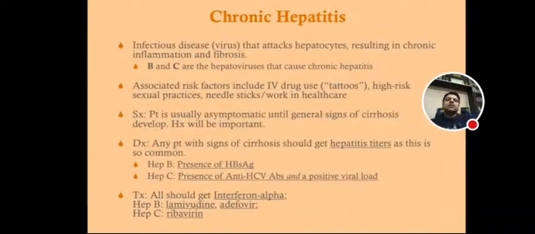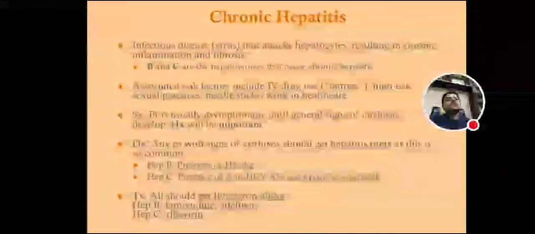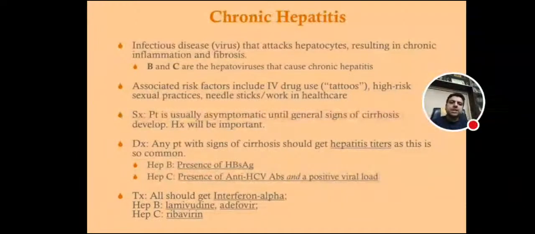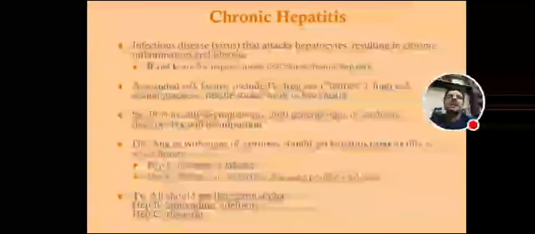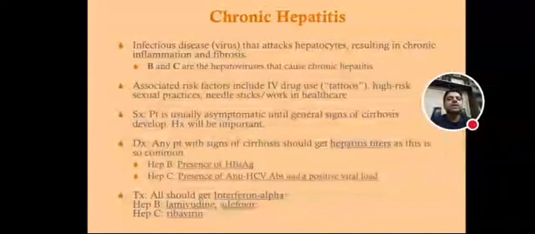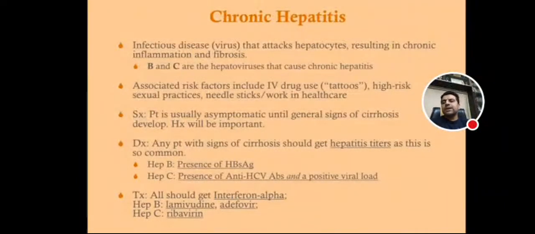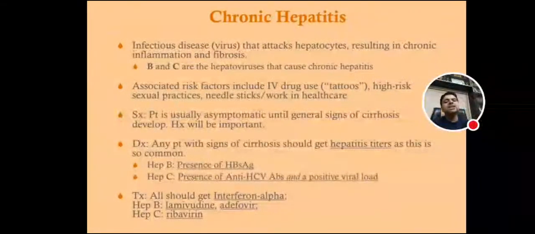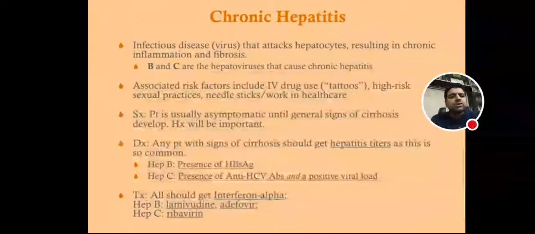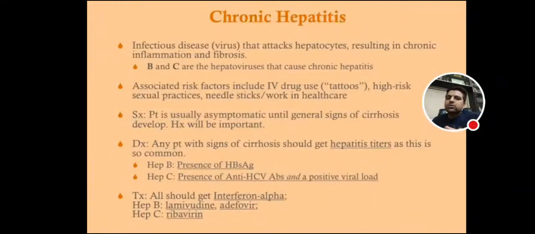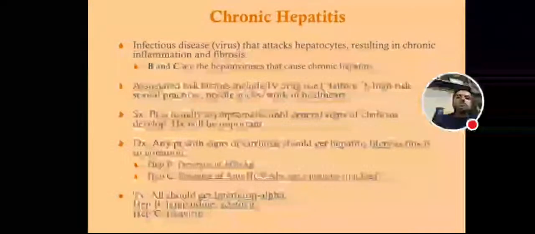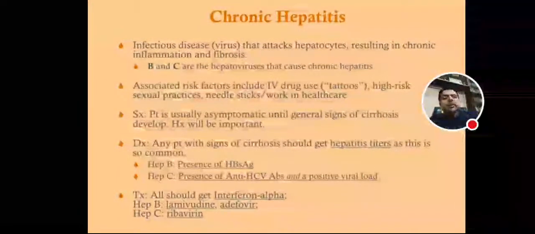So chronic hepatitis, an infectious disease. What is chronic hepatitis? This is an infectious viral disease which attacks the hepatocytes, resulting in chronic inflammation and fibrosis. As I explained, liver cirrhosis is the result of an insult or chronic inflammation. Hepatitis B and C are the hepatoviruses that cause chronic hepatitis. The risk factors include IV drug use, tattoos, high risk sexual practices, needle-stick injury, and healthcare workers. So every healthcare worker should be vaccinated against hepatitis B. I am already vaccinated against hepatitis B. So guys, those who are health workers, doctors, you should be vaccinated with the hepatitis vaccine. It's very much necessary and useful.